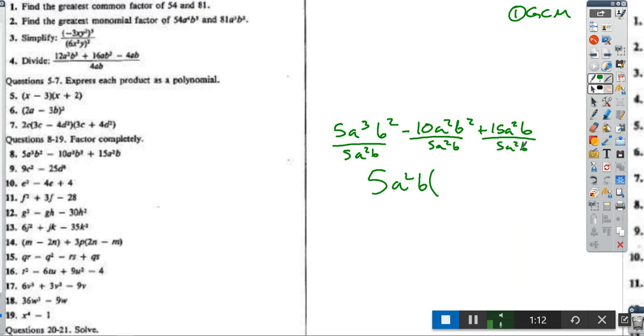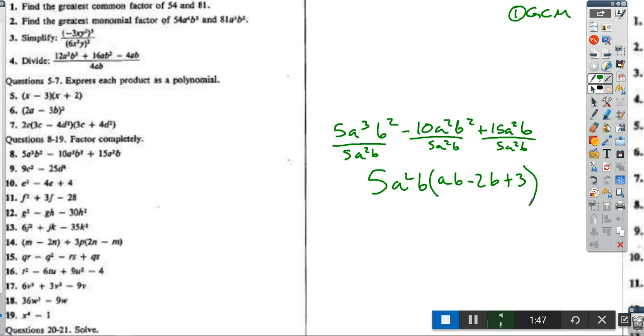All right, so 5 divided by 5 is 1. A to the third divided by a squared is a. B squared divided by b is b. So that's minus 2. A squared divided by a squared is 1. B squared divided by b is just b. And then finally we got 15 divided by 5, which is 3. A squared divided by a squared is 1. B divided by b is 1.